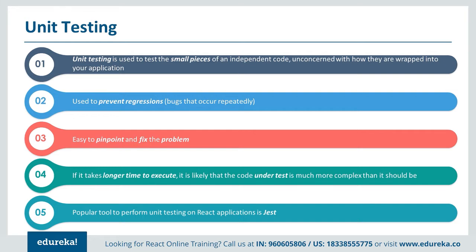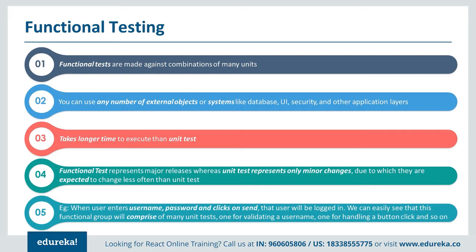So basically unit testing is the way you test the piece of code that you write. Functional tests are made against a combination of many units. They use any number of external objects or systems like database, UI, and security, as they test how the product as a whole is behaving. They take longer to execute than unit tests.